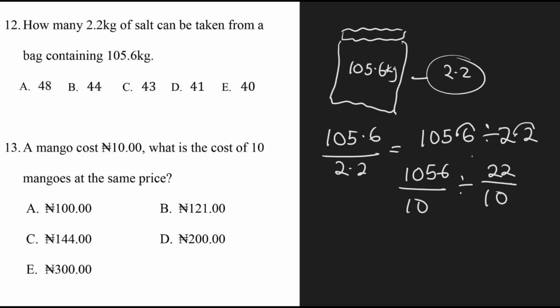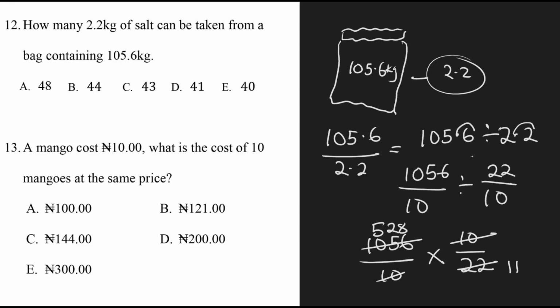So take the reciprocal, and remember when you take the reciprocal, it is just for you to change this to multiplication and turn the second fraction upside down. So we're going to have 1056 over 10 times 10 over 22. So we know that this 10 will go with this 10. Then 2 here is 11, and 2 here is going to be 528. 11 can still go, right? 11 here is 1, and 528 divided by 11 is equal to 48.